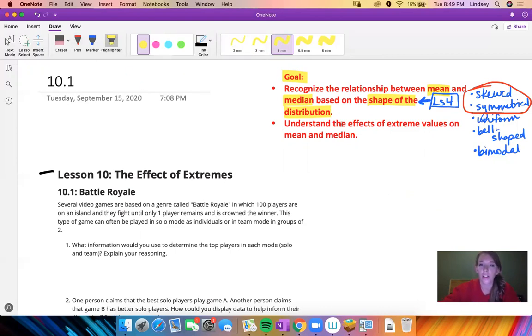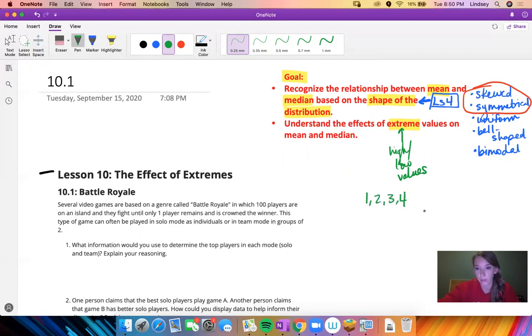We're also going to understand the effects of extreme values on the mean and median. When I'm referring to extreme values, I just mean really high values or really low values in the data set. So if I had a data set that was 1, 2, 3, 4, and we graphed it, and then I added in like 203, that would be an extreme, because it's just really large and different. It's going to affect that data set.